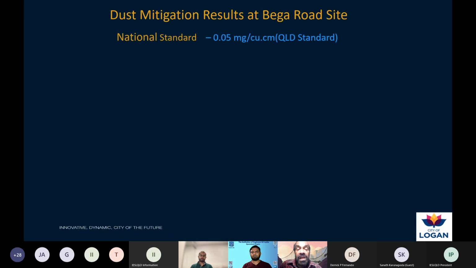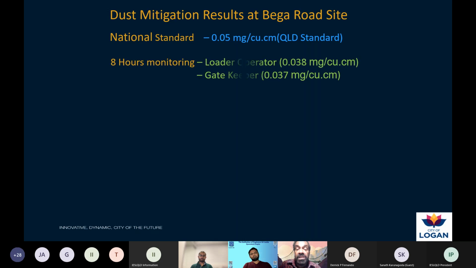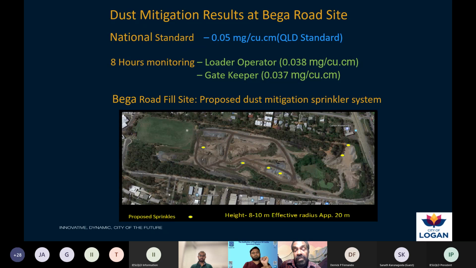And dust mitigation results. The Queensland standard is 0.05 milligrams per cubic centimeter, and that is the Australian standard. We tested the people who are working there with dust monitoring devices fixed onto their bodies, and it is well below the standards. That was a real challenge for me because the silica dust issue came recently. And as you can see here, we are proposing to install sprinklers in the yellow colored dotted line area to reduce the dust.